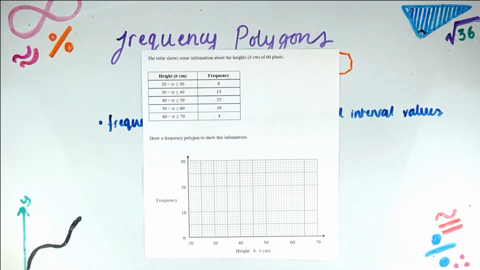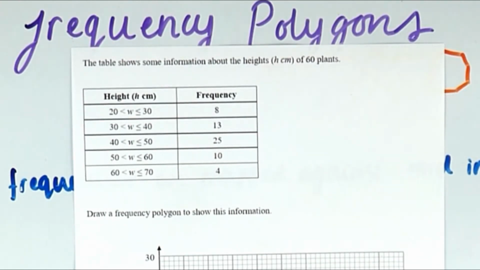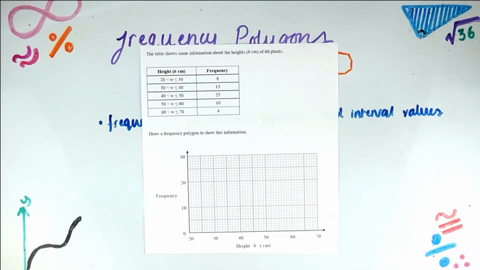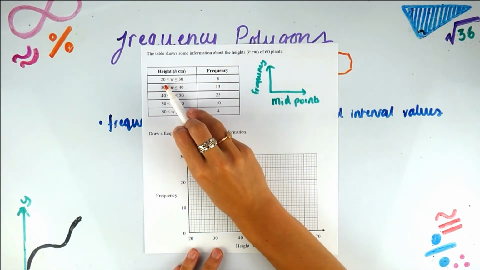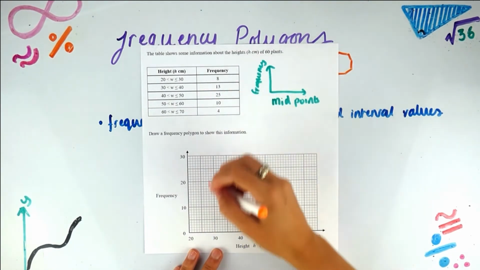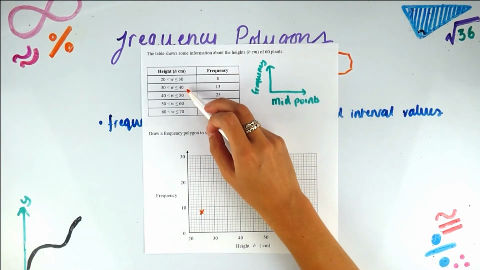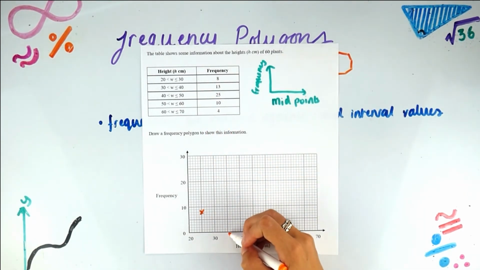This next example: the table shows some information about heights of 60 plants, and there's the table, and then it says draw a frequency polygon to show this information. It's given us the axes, so we know we need to plot the midpoint against the frequency. This time I'm going to do it without adding the extra column, just straight off. Looking at my first group, what's the midpoint halfway between 20 and 30? That's 25. So I put 25 and the frequency there is 8. That point there.